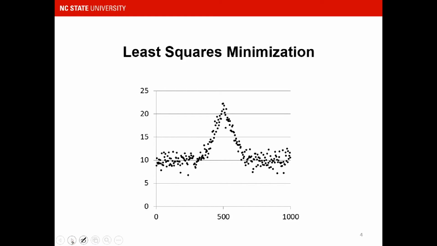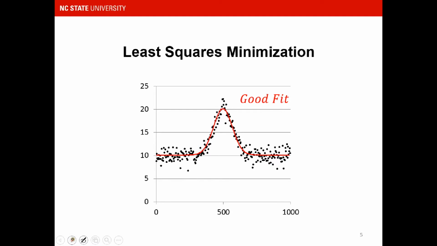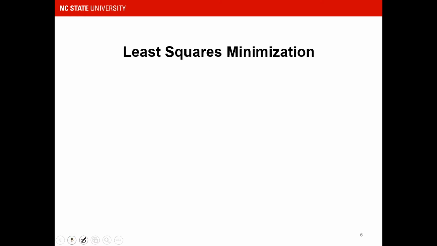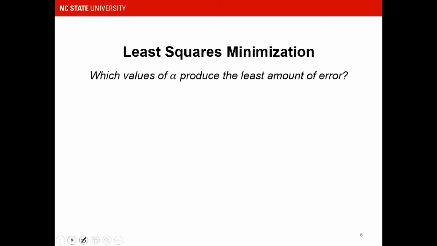To begin our discussion of least squares minimization, recall that previously we saw that different values of alpha produce different curves, and while the blue curve may work for another data set, it's not exactly capturing the pattern in ours. In least squares, we say that a curve that does a good job of capturing our data, like the red curve, is a good fit, and the goal is to search for the values of alpha that produce the best fit. It does this by asking the question, which values of alpha produce the least amount of error?